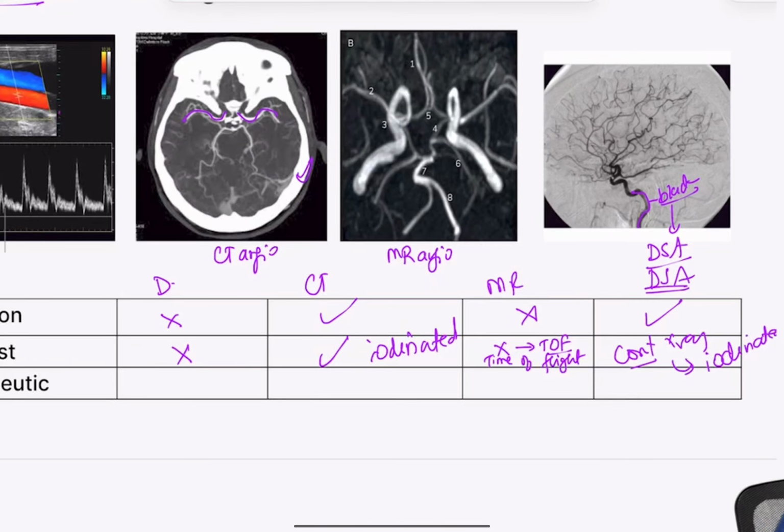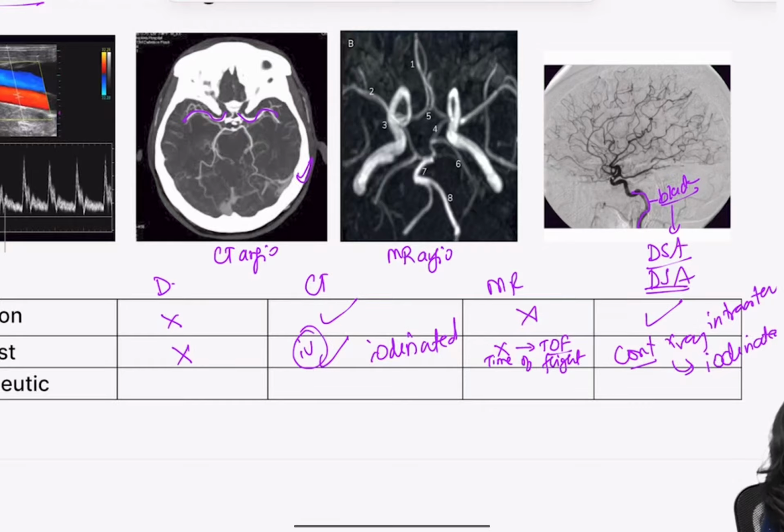So what do we do here is, in CT angio, you are giving the contrast IV. In DSA, you are going intra-arterial. So this is invasive. It comes under interventional radiology. So you go into the artery, femoral artery, you cannulate it, and then you go to the vessel and you put the contrast. So this is more invasive.